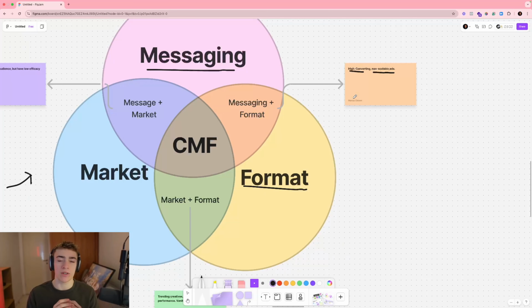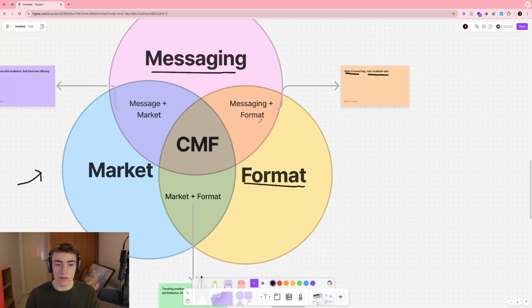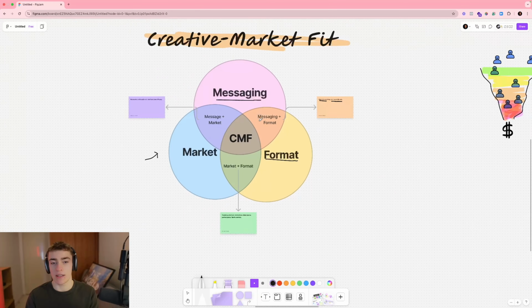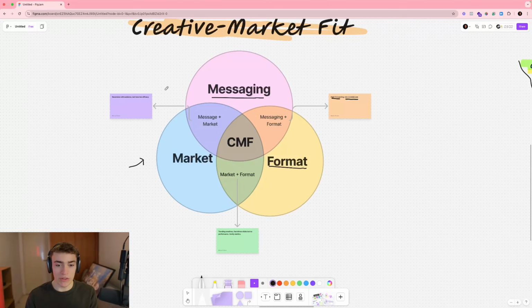This is super good for low hanging fruit. So you might have subsections of your market where these are some easy grabs that we can do, but to find creative market fit at scale and to really scale your ads, you really need to have all three.